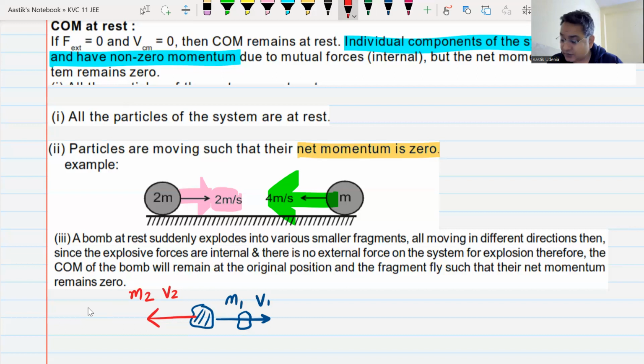These are the three cases of the momentum of the center of mass being 0, or momentum of the system of particles being 0, or the velocity of center of mass of the particles being 0. We understand this? I'll give you 2 minutes to note it down.